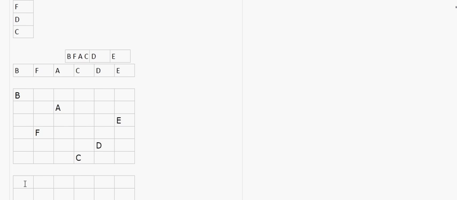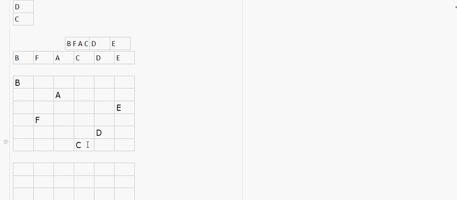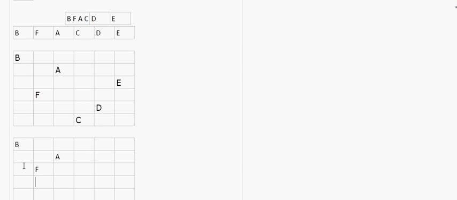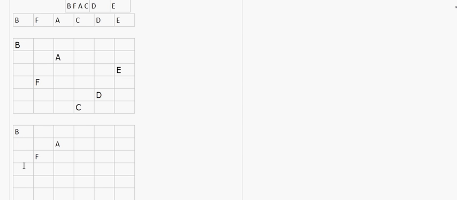The another set would be similar, only the positions of C and D would be changed. It would be B here, A here, then F here, sorry, E here. E was on the third, right? So E here, F here, it would be C here, and finally D here. So this would be the two possible positions of A, B, C, D and E and F.